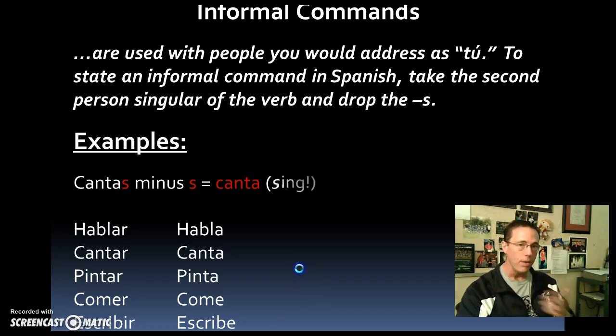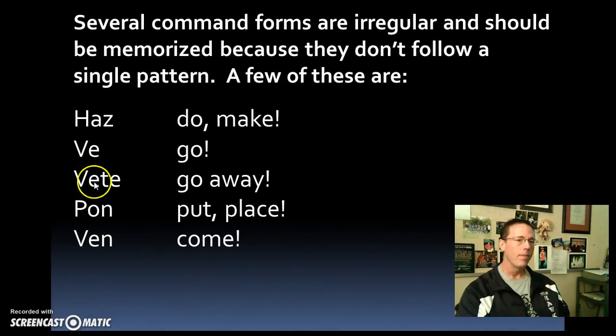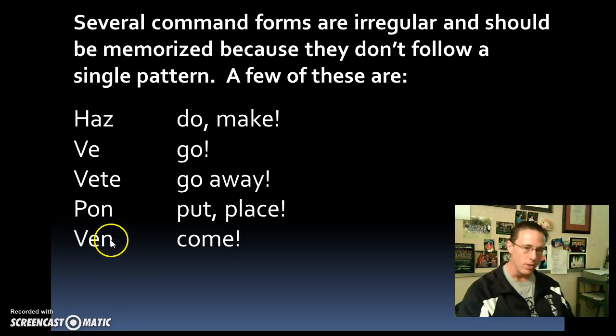Now there are a few irregulars as well. We had four of these five in the vocabulary earlier, and here are their examples. Haz, do or make. Ve is go. Vete, go away. Pon means put or place something somewhere, and then ven means come. This one incidentally is interesting because the title of our textbook is Ven Conmigo, come with me, right? So there's a sentence all by itself.